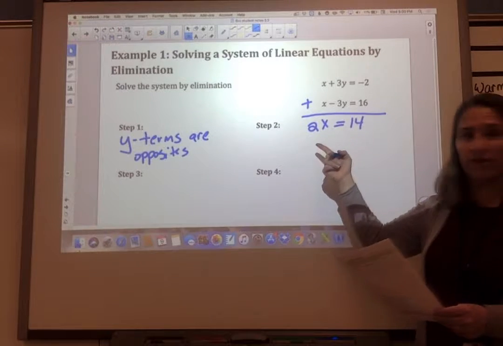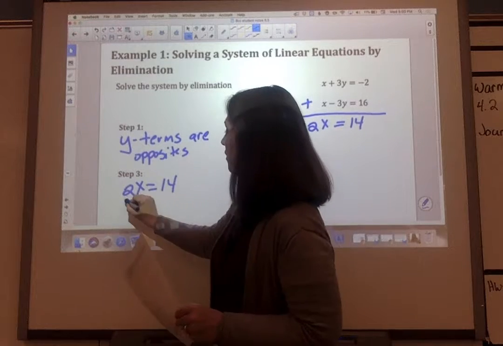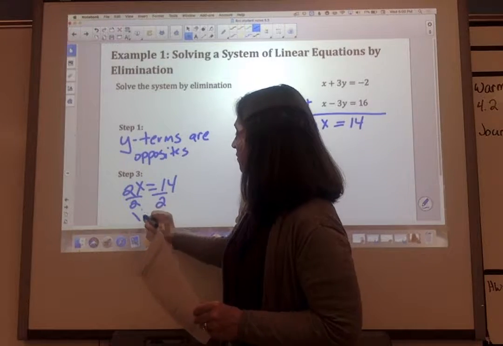All right, step 3 was to solve this resulting equation for the remaining variable. So x is our remaining variable. I'm going to go ahead and write this over here. 2x equals 14. We're going to divide by 2 to solve. x equals 7.